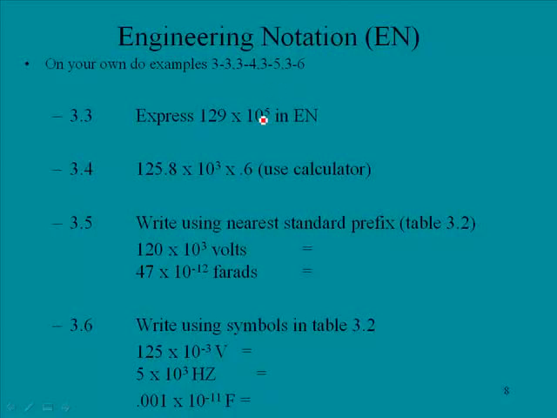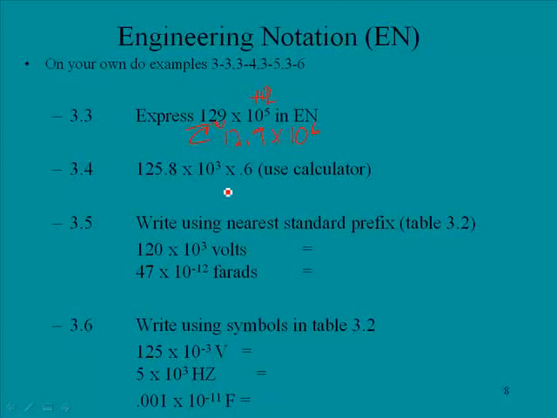So if we're going to increase the exponent, we have to go plus 1, and so that would mean we would have to move our decimal point 1 place. So we could say 12.9 times 10 to the 6th is the same as this value, but now that it's with this exponent of 6, it is now in engineering notation.